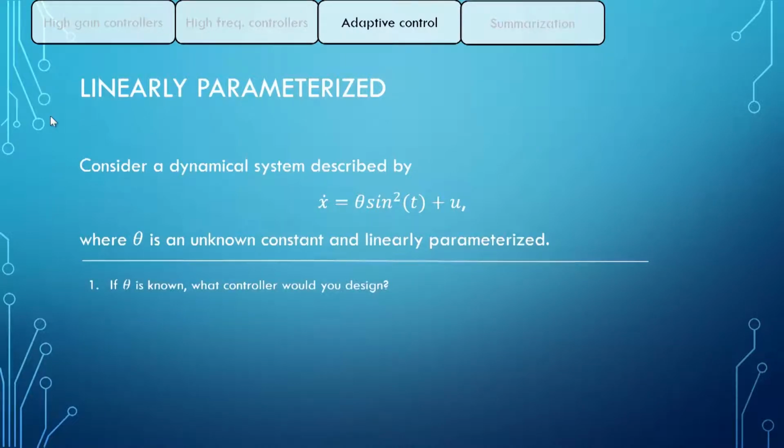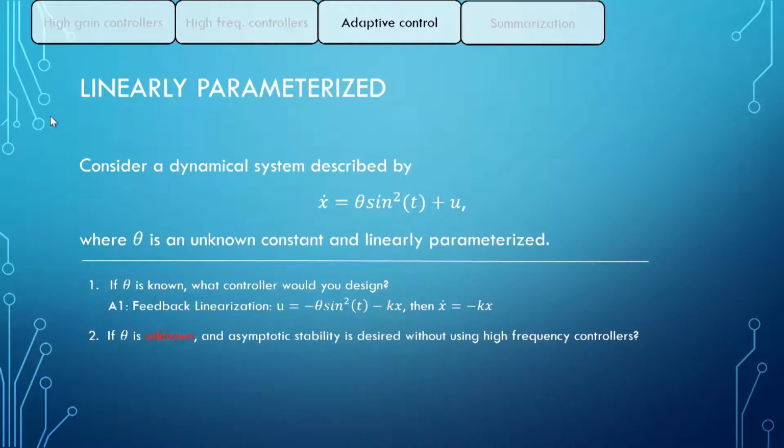But before that, I have two questions for you. If theta here is known, now it's unknown, but if it's known, which controller will you design? There are many controllers you can design. You can design a feedback linearization controller, which is this term times this term. The second term is for feedback, minus kx, and this term is just used to cancel nonlinearity in the dynamics. Then the closed loop dynamics become this, which is linearized.